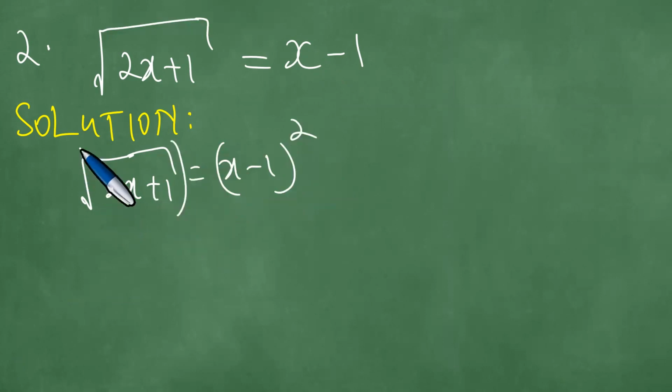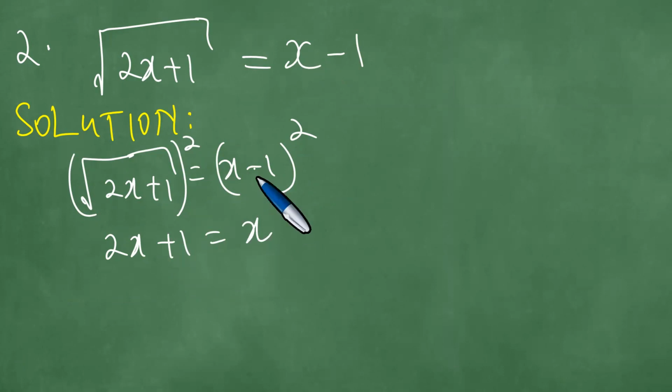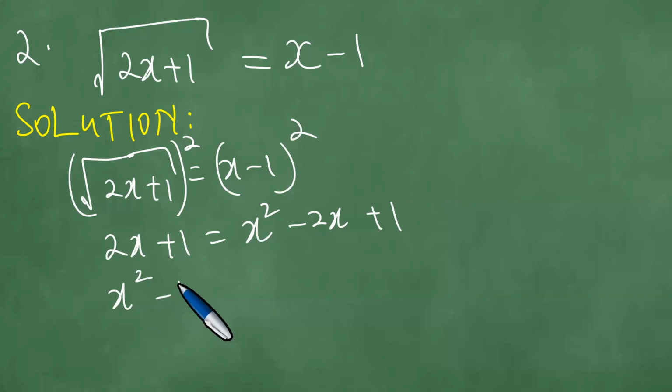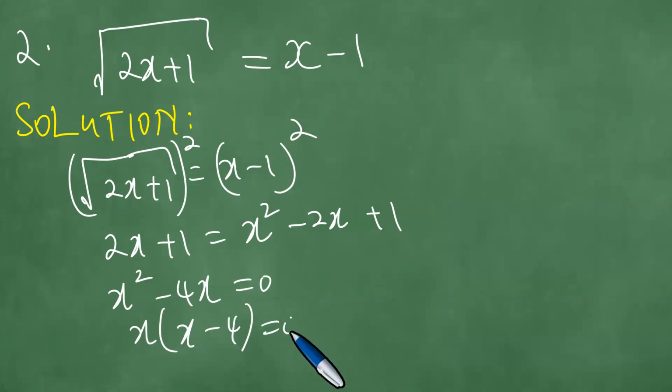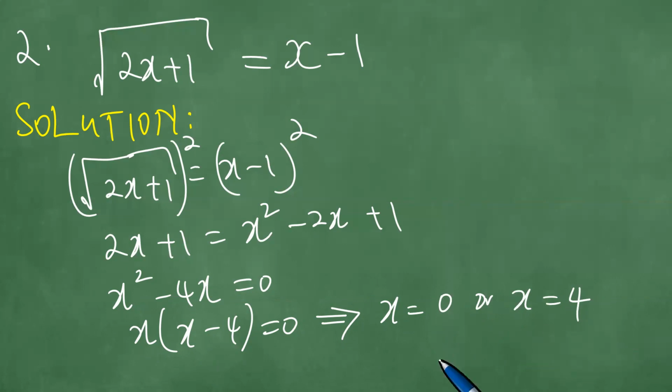You square the left, and you square the right. Squaring the left gives 2x plus 1, and squaring the right gives x squared minus 2x plus 1. Bringing this across, we have x squared minus 4x equals 0, which means x is 0, or x is 4.